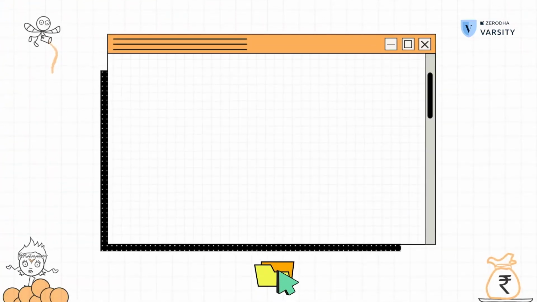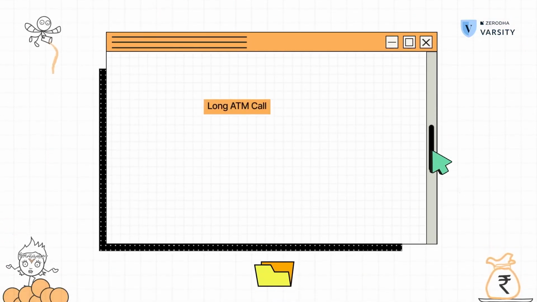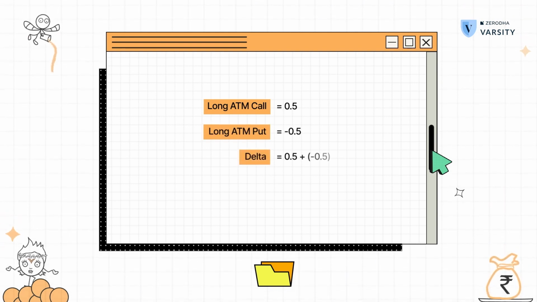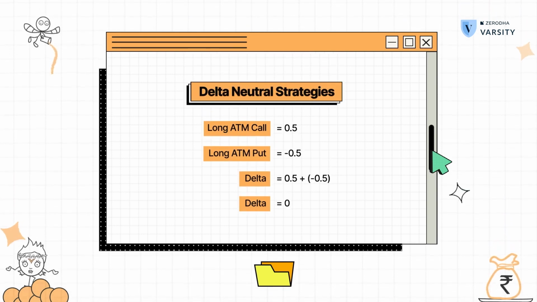That should be fairly straightforward for you to calculate. Remember, we've already discussed delta in this video series. The at the money call option will have a delta of 0.5 and the at the money put option will have a delta of negative 0.5. So plus 0.5 minus 0.5, the overall delta is 0. Whenever the overall delta is 0, such positions are called delta neutral.